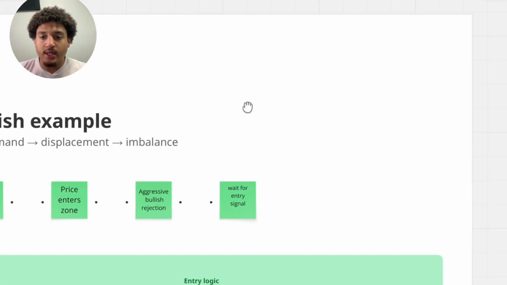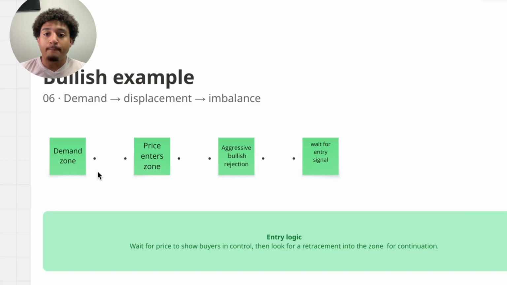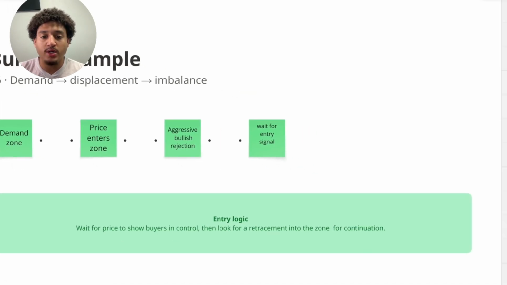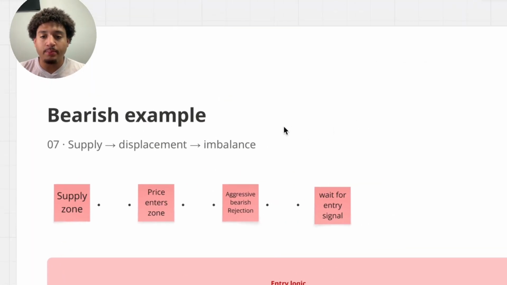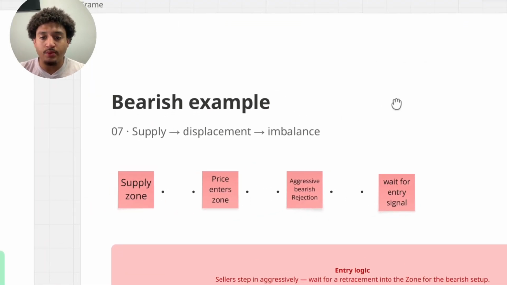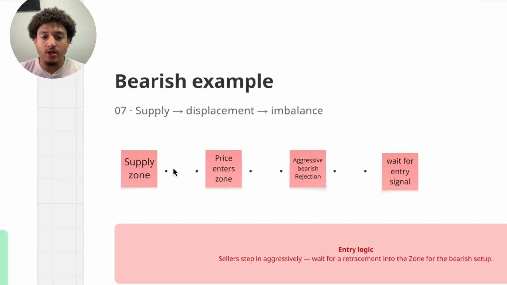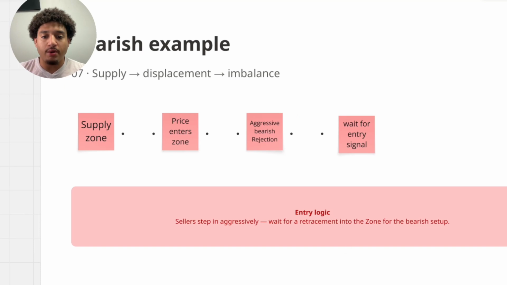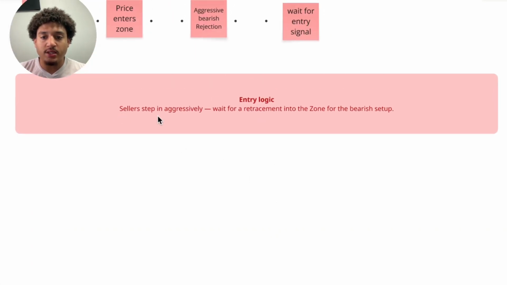So a bullish example is a demand zone. Price enters our zone, we get aggressive bullish rejection, and we wait for our entry signal, which is break of candle. Entry logic is wait for price to show buyers in control and then look for a retracement into the zone for confirmation. The bearish example is just the inverse of the bullish example. So supply zone, price enters our zone, aggressive bearish rejection, and we wait for our entry signal, which once again is break of candle. Entry logic is sellers step in aggressively, wait for a retracement into the zone for the bearish setup.